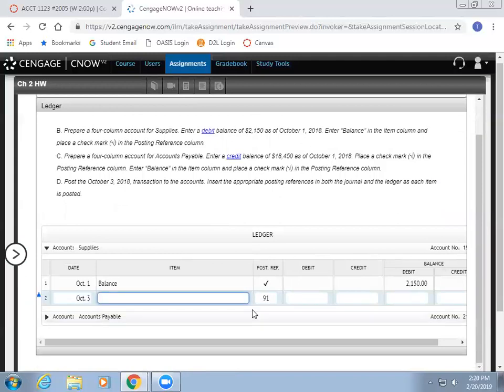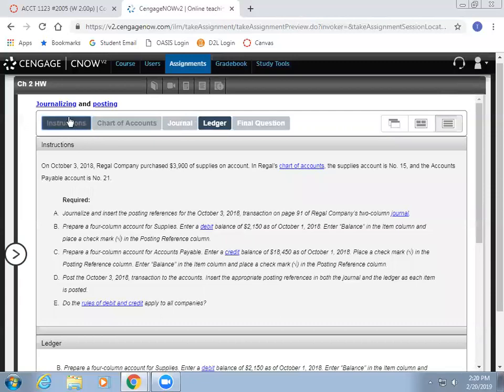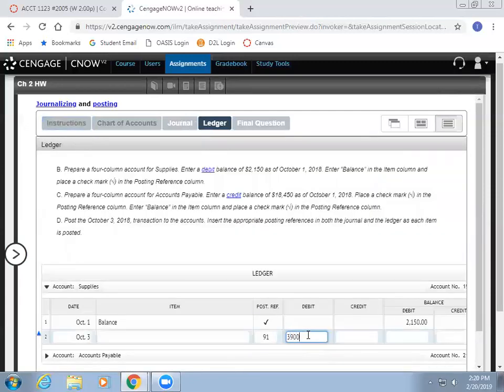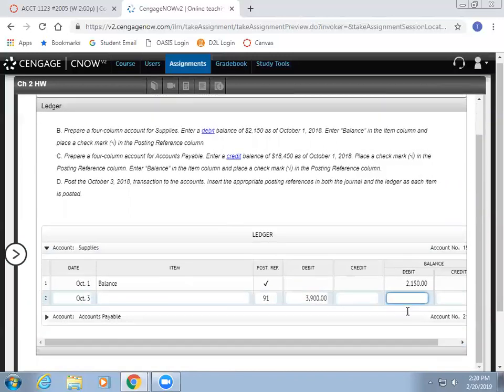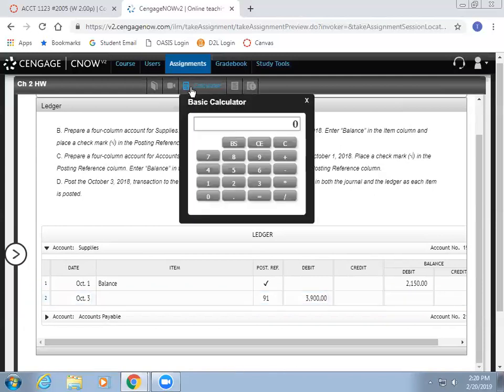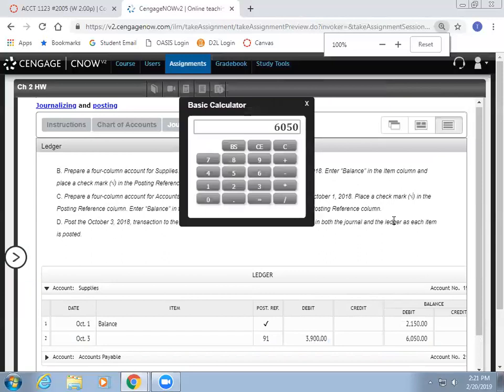You'll put nothing in the item, then you'll put 91 as your post reference. And then I would put the amount of supplies I purchased, the 3,900, as a debit. And then under the debit, I would just add to get the new balance. So I would take my beginning balance plus my debit to get my new debit balance. So that's what mine would look like.